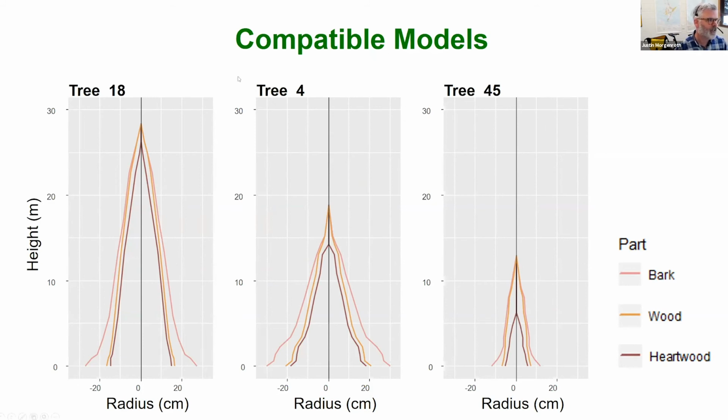So these are just 3 specific examples. We see tree number 18, tree number 4, and tree number 45. And you can see the heartwood in that dark red line, the total wood in that orangish line, and then the bark in the pink colored line. So you can see these more detailed descriptions of the wood that you're going to get given different sizes of trees.